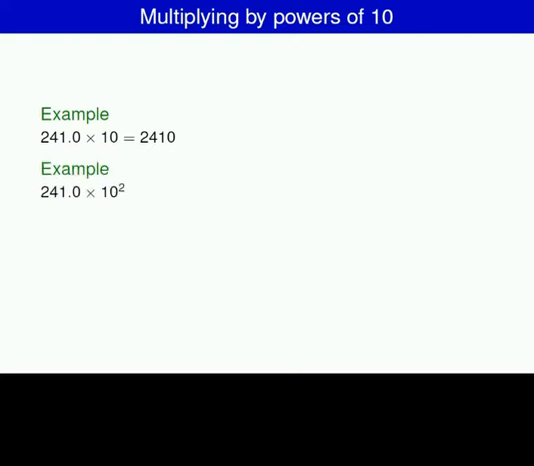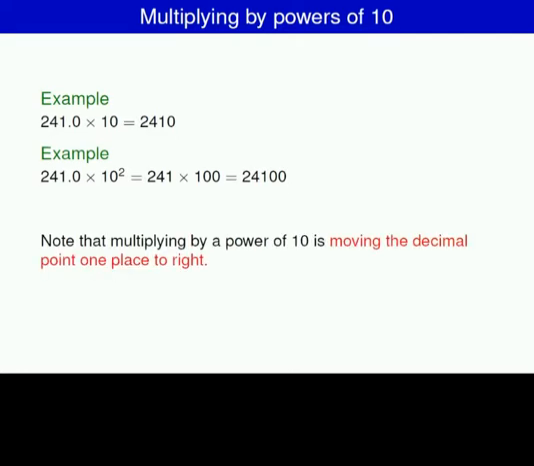Here is another example: 241 times 10 squared, same as 241 times 100. Multiplying by 10 to the power of 2 means you're moving the decimal point 2 places to the right. So as a rule of thumb, when you're multiplying by a certain power of 10, you're moving the decimal point that many places to the right.